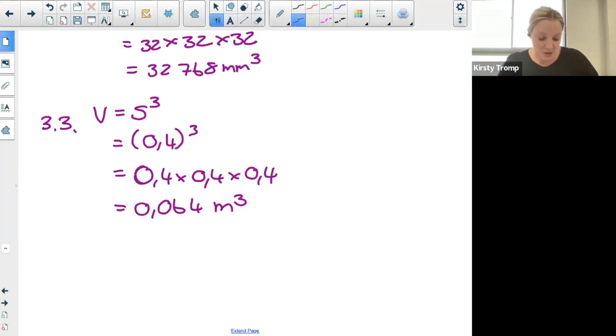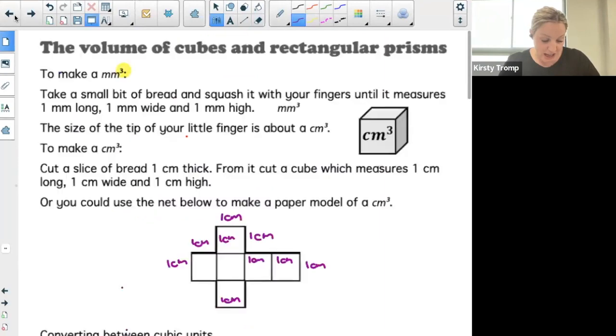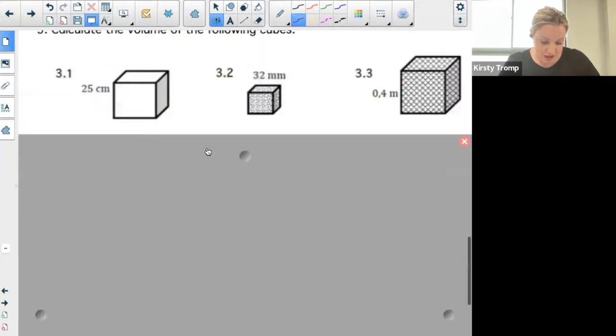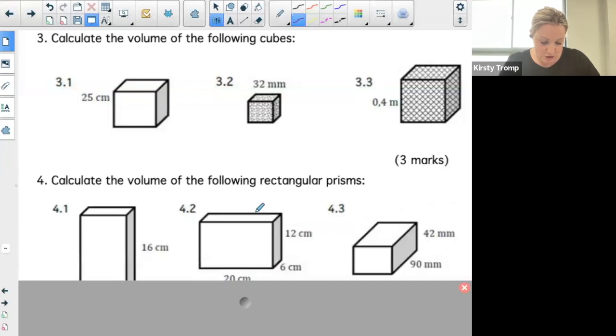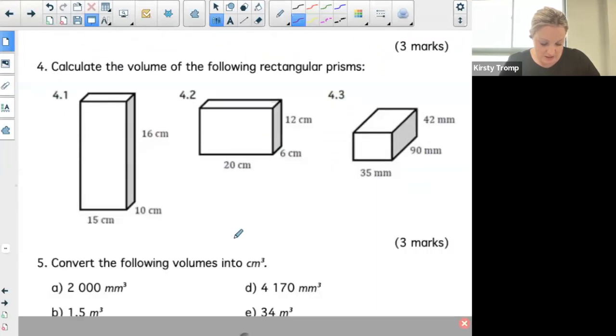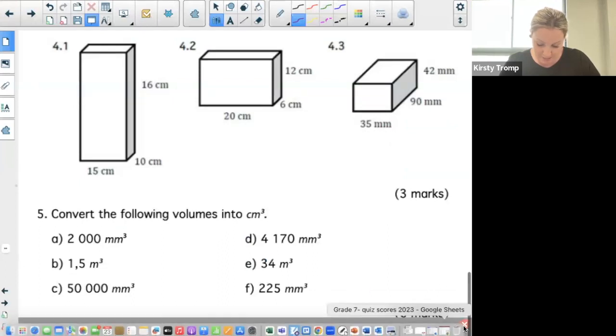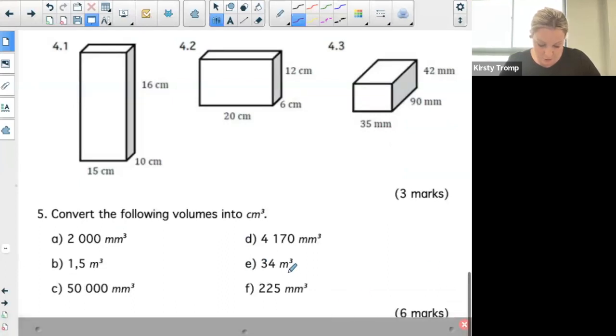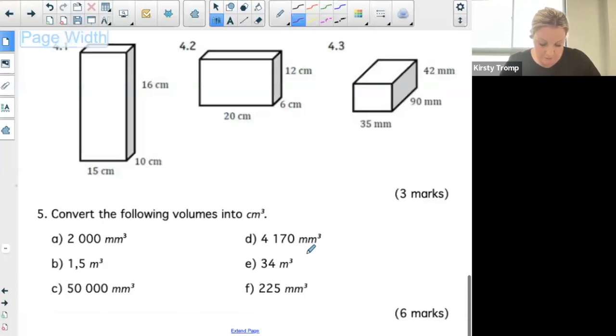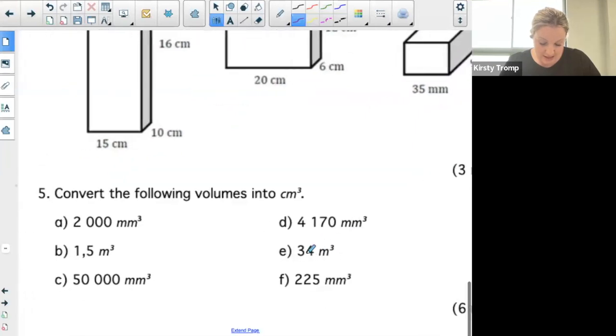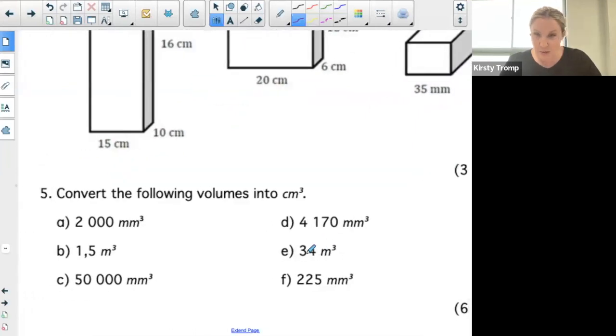All right, guys. We are getting some really good answers tonight. We are going to finish the class with a challenge. Let's have a look at this last challenging question. I do not want you to get scared. It is something that we learned higher up on the page. We're looking at question 5. It says, convert the following volumes into centimeters cubed.